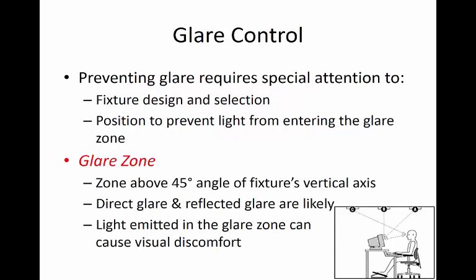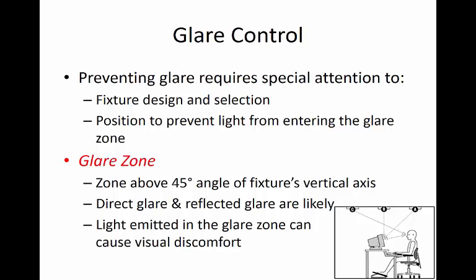Now, how do we control glare? Preventing glare requires some special attention. First, how is the fixture designed and selected? How does it help control how the light is spread? And also, how is it positioned to prevent light from entering our glare zone? Well, what is a glare zone? The glare zone we typically define as any zone that's greater than 45 degrees from the direct axis of the light, so straight on. So for 45 degrees out from that, where we're looking at it from a sideways angle, we consider that glare.